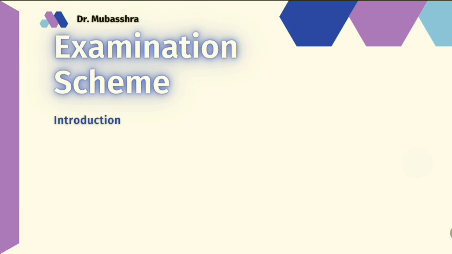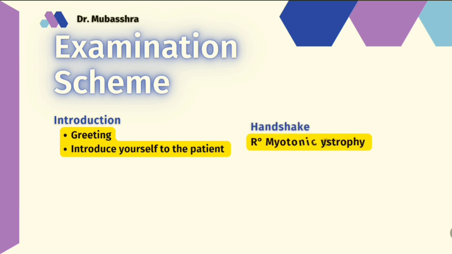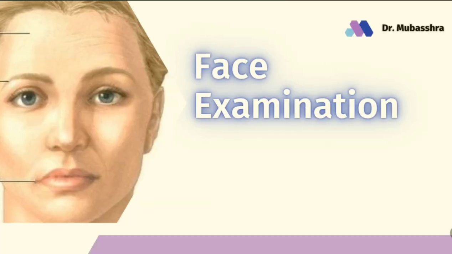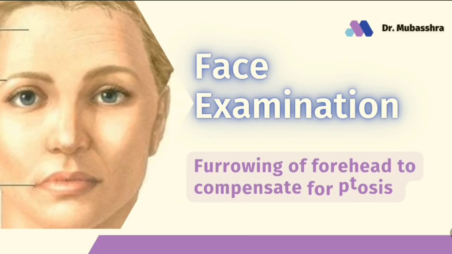First of all, introduction, greeting, and then introduce yourself to the patient. Handshake. It will help you to rule out the myotonic phase of myotonic dystrophy. And then, while you take the informed consent from the patient, ask his name and focus on the nasal quality of speech. After that, come towards the face. And here, inspect for furrowing of the forehead to compensate for ptosis.